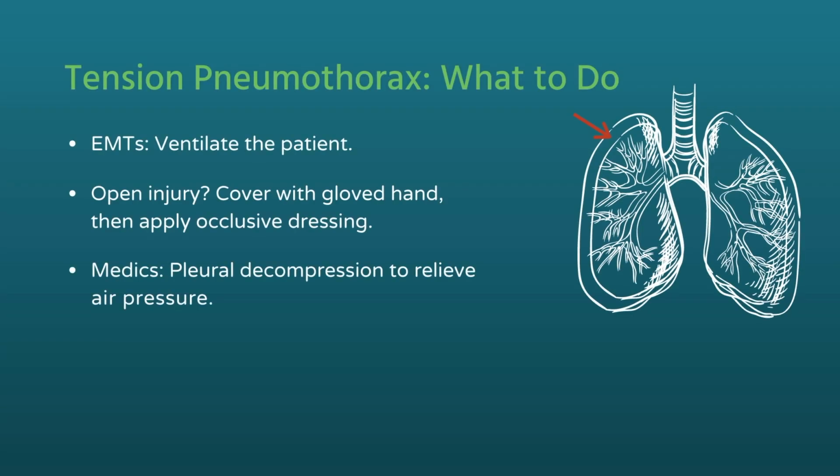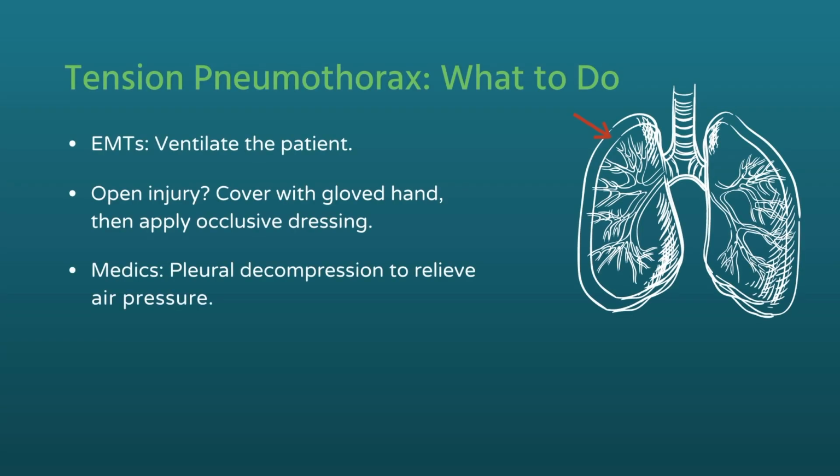So the key is, what do we do about this? At the EMT level, ventilation is going to be a premium here. Put in an adjunct. If you're allowed to, some type of alternative airway like a King or an iGel or something along those lines, and ventilate your patient. When a tension has developed, your compliance, which is the resistance that you have to ventilate against, is going to be pretty bad. You may have a very hard time ventilating this patient.